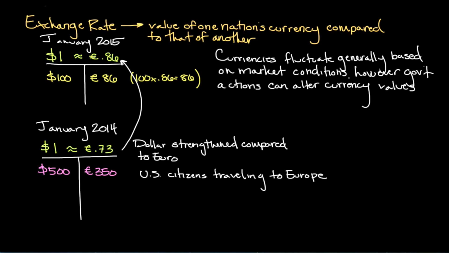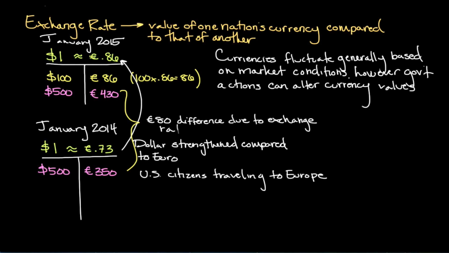But let's see what happens now that the dollar has strengthened against the euro. If you were to take that same 500 US dollars and exchange it to euros today, you would receive 430 euros. Essentially, you receive an additional 80 euros just because of the exchange rate. Not a bad deal. So businesses in Europe that cater to tourists, such as hotels, restaurants, and other services, may actually benefit from a stronger dollar and subsequently a weaker euro.